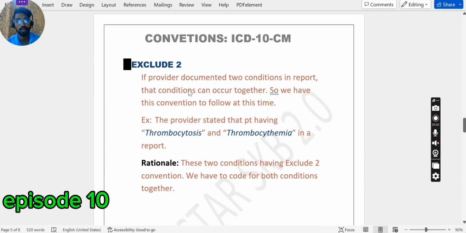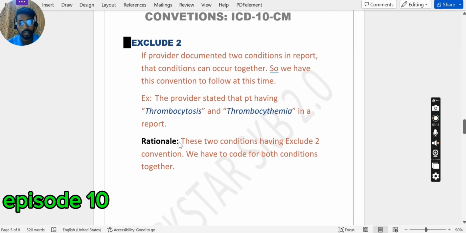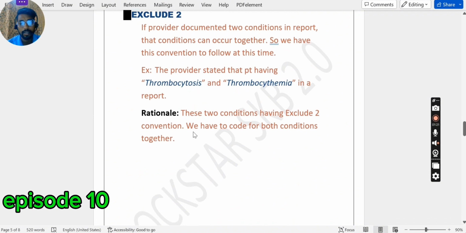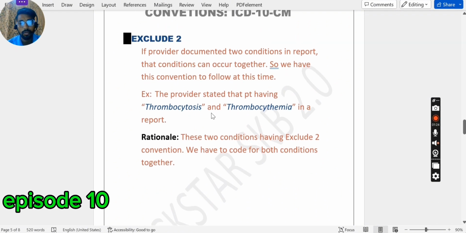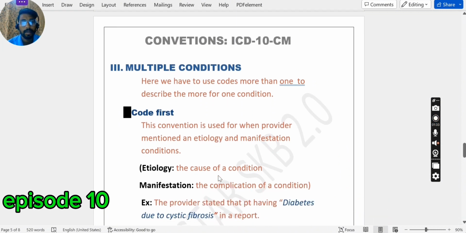The next convention is Excludes2. The provider documented two conditions in a report, and at this time these two conditions can occur together, so we use this convention. For example, the provider stated the patient has thrombocytosis and thrombocythemia in a report. At this time, we have Excludes2 for these conditions. So we have to use both codes at a time.